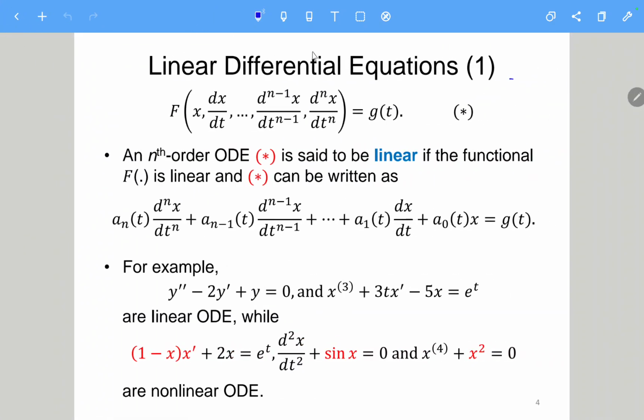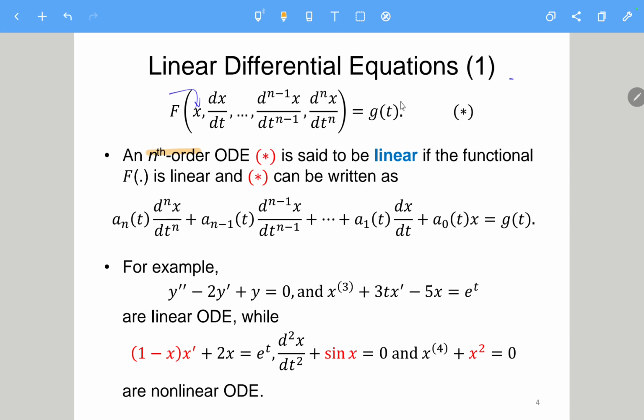So here we talk about linear differential equations. You can see this is quite complicated. Here we have this f, and within the parentheses, we have x, the first derivative, up to the nth derivative. Here, x is the unknown function, and t is the independent variable. On the left side, which consists of the unknown function and its derivatives up to the nth derivative, we will call the equation nth order, regarding this highest derivative. On the right side, it does not relate to the unknown function anymore. It only relates to the independent variable.